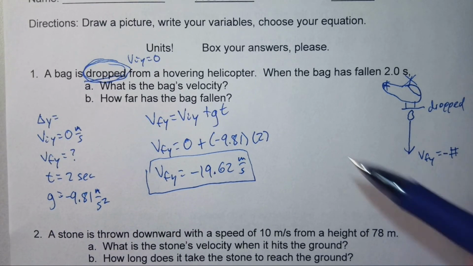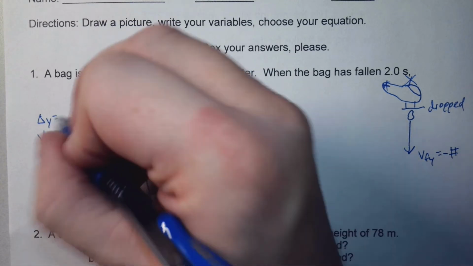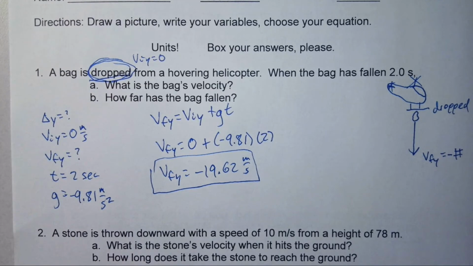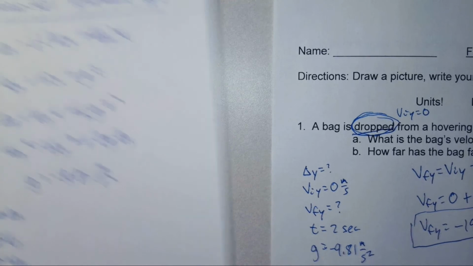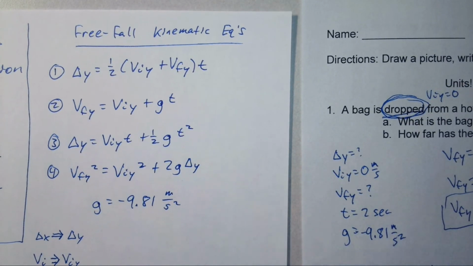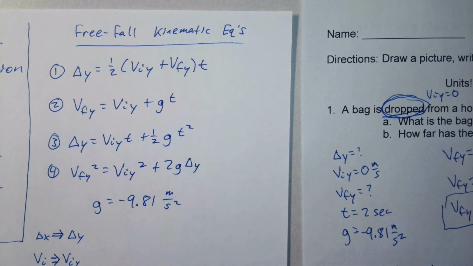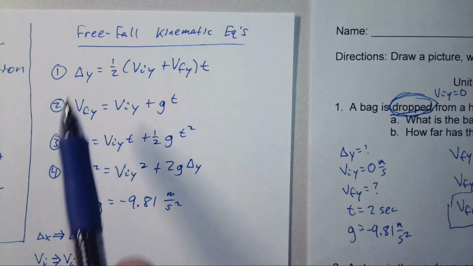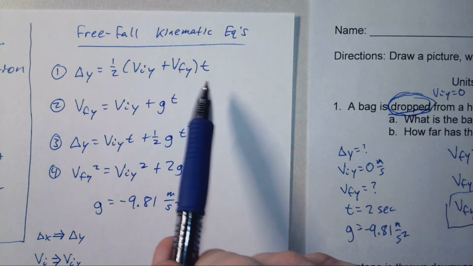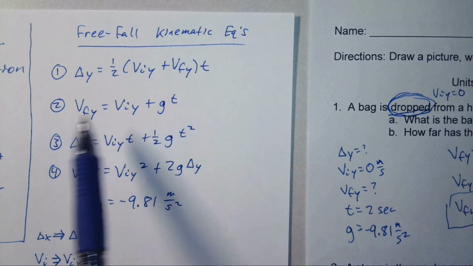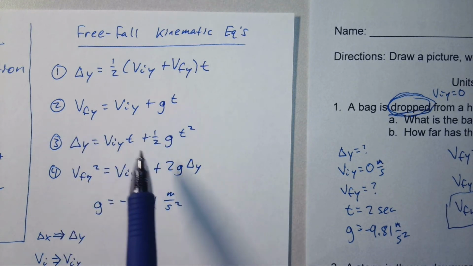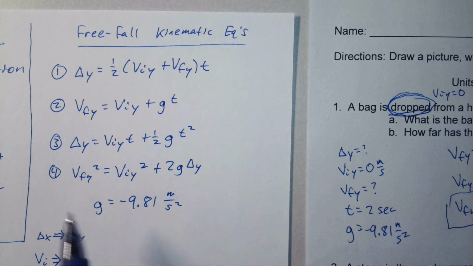The next part we're trying to find is how far the bag has fallen. So basically, what is delta y at this point? What we also learned from previous sections is that now that we have more information, now that we have VFY, we can really use 3 of the 4 equations here. We could use this one because we have initial and final velocity. We can't use this one because it doesn't have delta y. We could use the third equation because we have everything here. We could use the fourth equation.